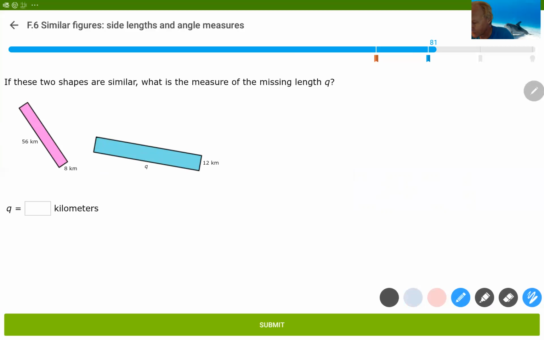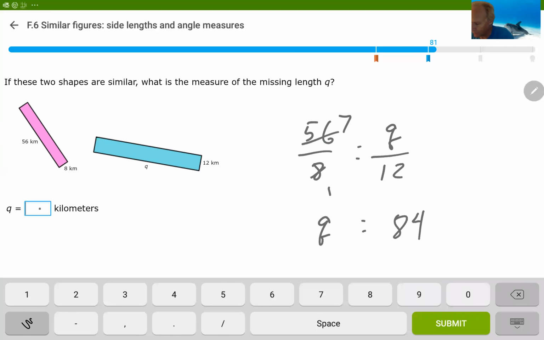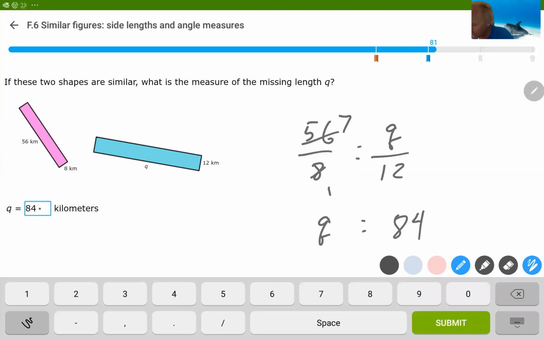Now we've got proportional sides. It looks like we have the 56 going with the Q and the 8 going with the 12. Lots of ways to write it. I can write the 56 over 8 is equal to the Q over 12. And instead of multiplying 56 by 12, it's much easier just to do the division. 8 goes into 56 7 times, and Q times 1 is Q, and 7 times 12 is 84. So 84 kilometers. That's my answer.